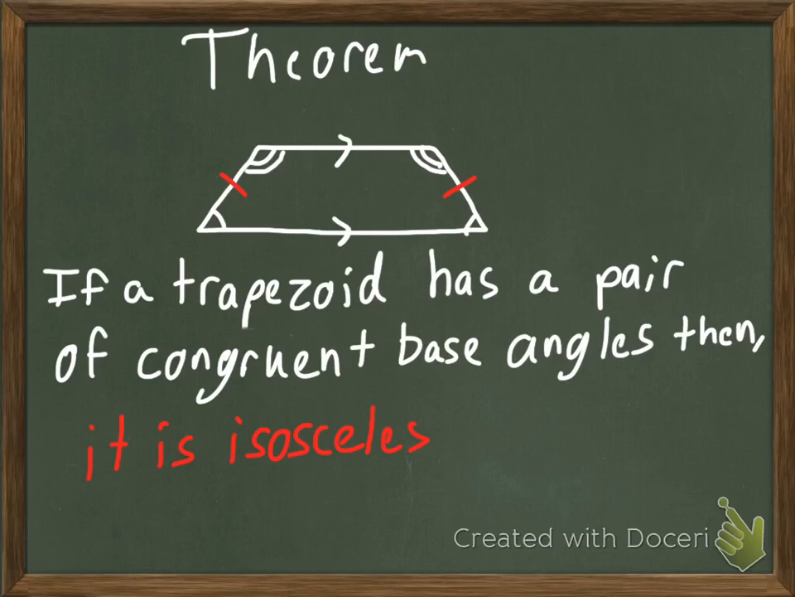If we see that a trapezoid has a pair of congruent base angles, so again the white part is our assumption, we assume that we have congruent base angles, then we can say it's isosceles. These two theorems are reverses of each other, kind of like with our rhombus, rectangle, and square corollaries.